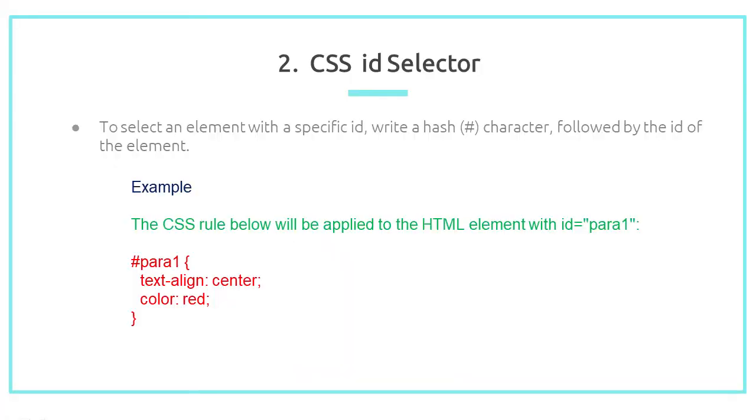CSS ID selector. The ID selector uses the ID attribute of an HTML element to select a specific element. The ID of an element is unique within a page, so the ID selector is used to select one unique element. To select an element with a specific ID, write a hash character, followed by the ID of the element. Example: the CSS rule below will be applied to the HTML element with ID para1.